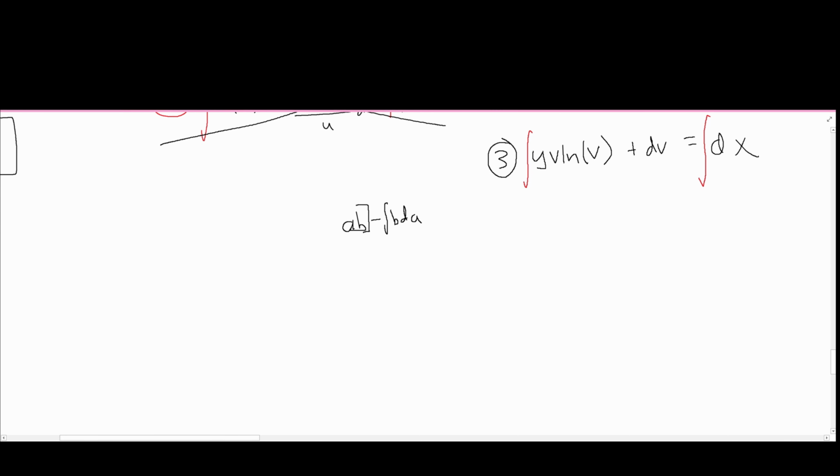to fully integrate it. So a, we can set that equal to v, and d of a is equal to dv. And then d of b is going to be ln of v dv. And if we integrate that, we're going to get 1 over v.